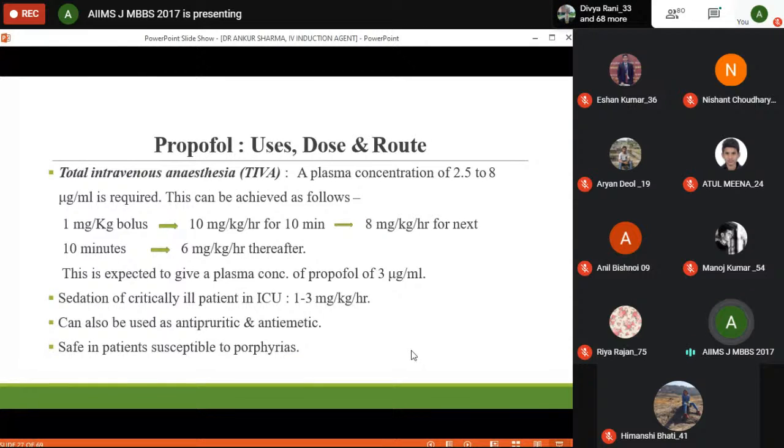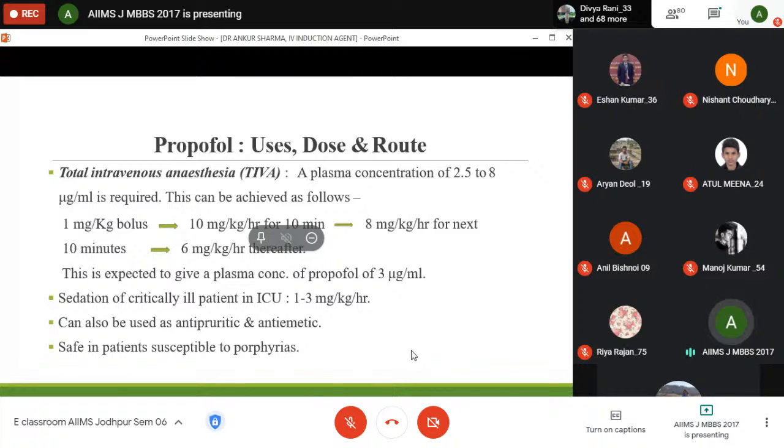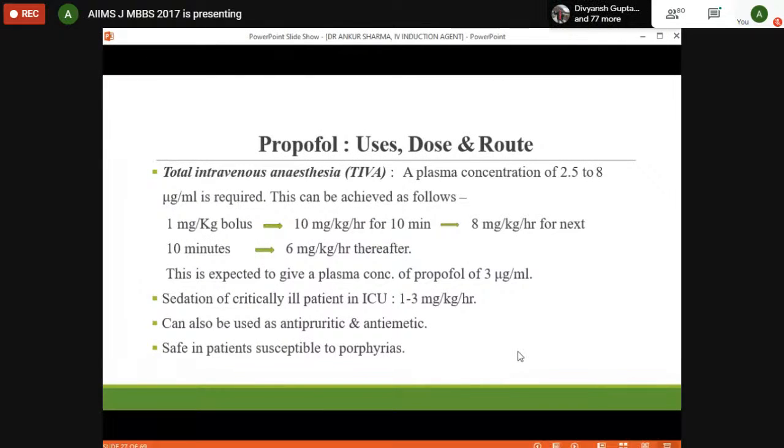This can be achieved as follows: 1 mg per kg bolus, followed by 10 mg per kg per hour for 10 minutes, then 8 mg per kg per hour for the next 10 minutes, and after that 6 mg per kg per hour. And this is expected to increase the plasma concentration to 3 mcg per ml. Sedation of critically ill patients in ICU: in ICU, an infusion of propofol can be given like 1 to 3 mg per kg per hour.